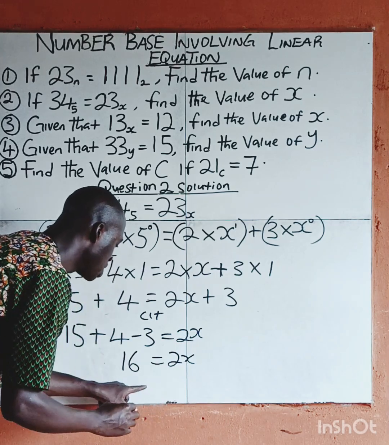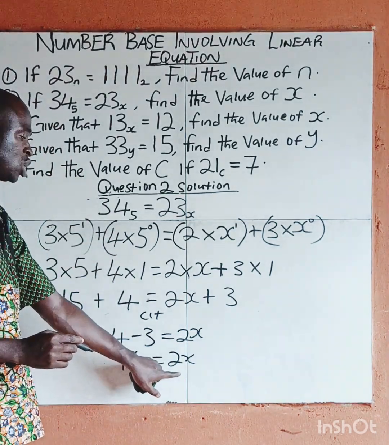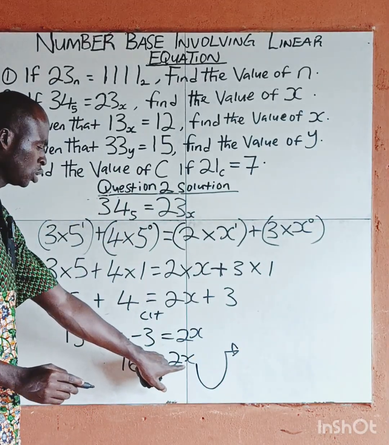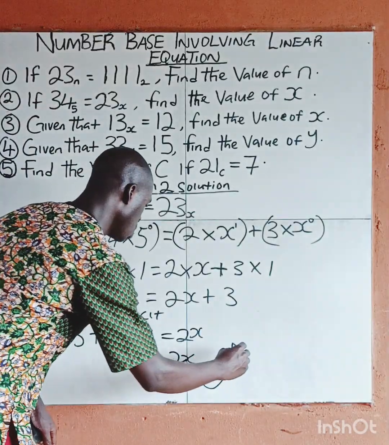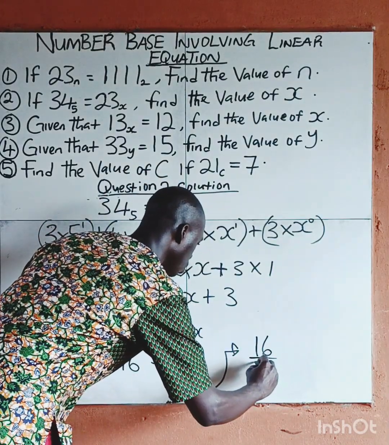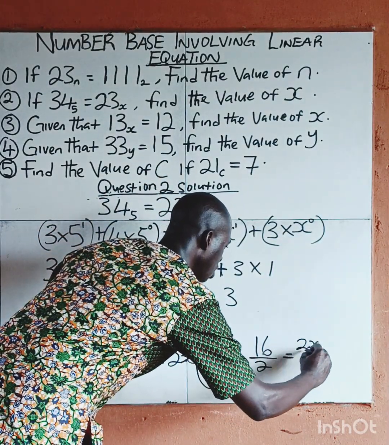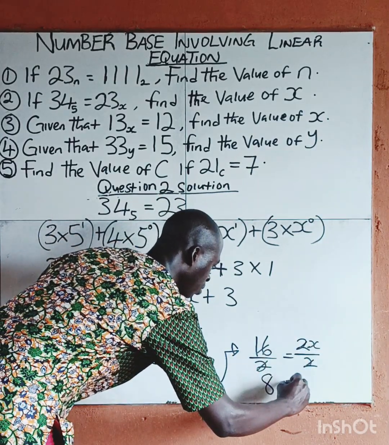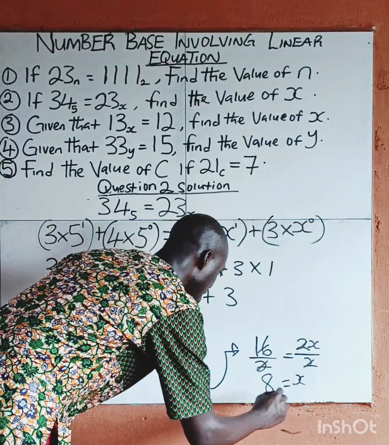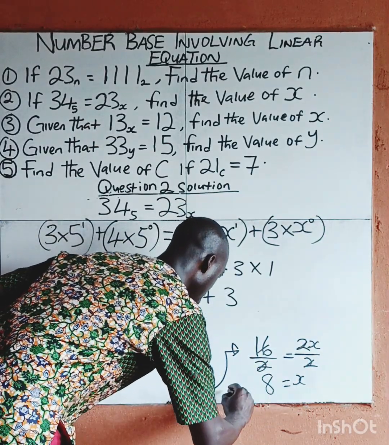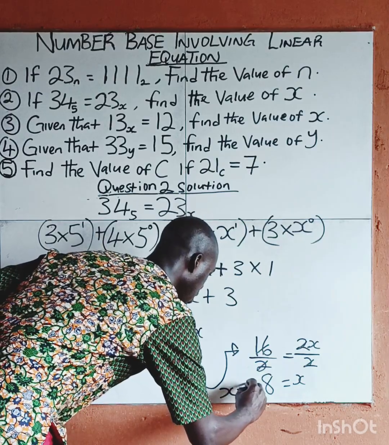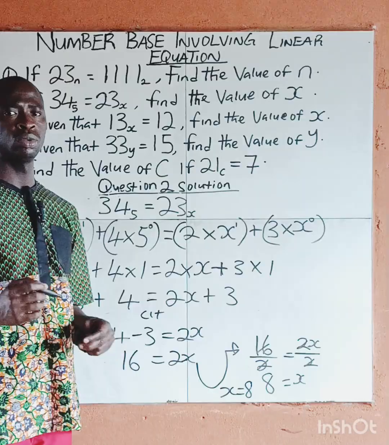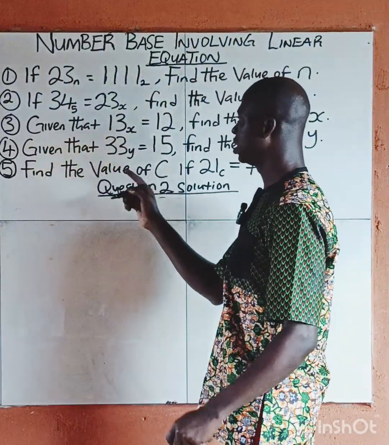At the end of the day, you divide both sides by the coefficient of x, which is 2. So let me bring it right here. I divide both sides by the coefficient of x, which is 2. And my answer becomes 16 divided by 2 equal to 2x divided by 2. If 2 should go into 16, I'm going to have 8. If 2 should cancel here, I'm going to have x. So my final answer is x equal to 8. And this is the solution to question number 2. Now for question 3, let's go straight and resolve.